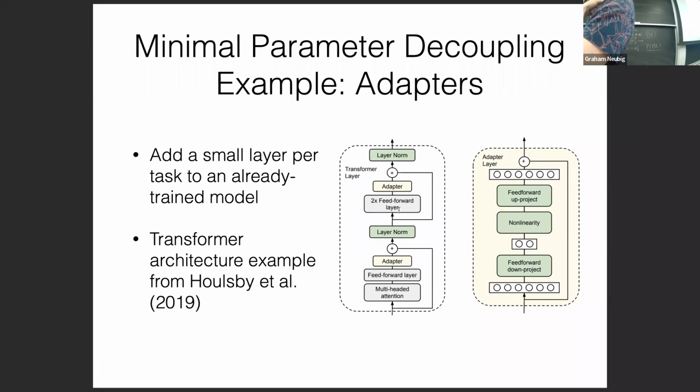Within the transformer layer, the reason why this is a good idea is because this means that you can share all of the parameters in the gray and green sections here. Most of the transformer parameters are the same, but just this adapter layer is learned.